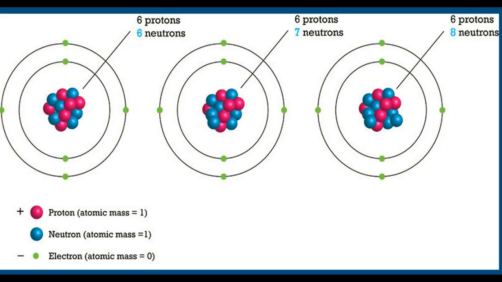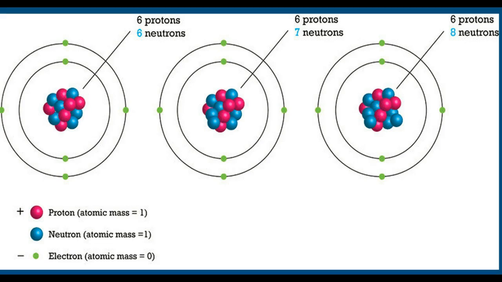In the picture on the far left, notice that this is carbon-12. This isotope of carbon has 6 protons, 6 neutrons, and 6 electrons. In the middle, we have an isotope of carbon-13. This isotope of carbon has 6 protons, 7 neutrons, and 6 electrons. And on the far right, we have an example of carbon-14. This isotope of carbon has 6 protons, 8 neutrons, and 6 electrons.